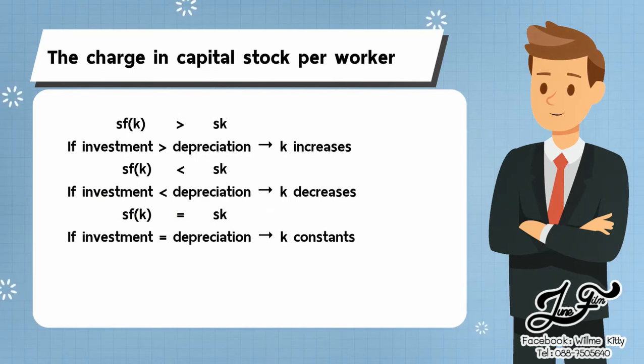delta k is the change in capital stock per worker and is depending on s times function of k and delta k. If investment is more than depreciation, capital stock will increase. If investment is less than depreciation, capital stock will decrease. If investment equals depreciation, k will be constant.